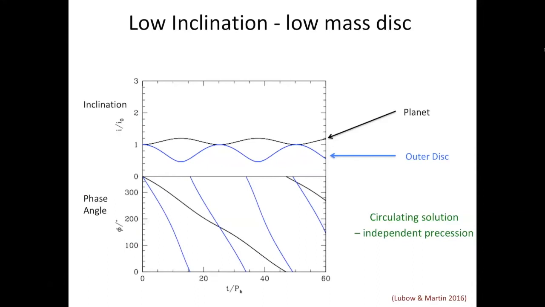This is actually an analytic solution for an inviscid disk. The upper panels show the inclinations and the lower panels show the nodal phase angles. So in this case, you can see the planet and the disk are precessing independently. However, they're undergoing tilt oscillations. So they both begin at the same inclination, but the inclination of the planet initially increases while the disk initially decreases.